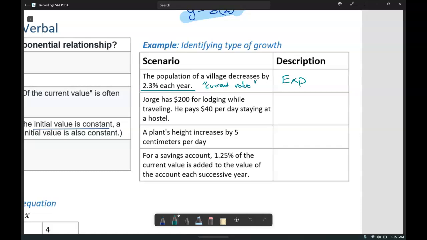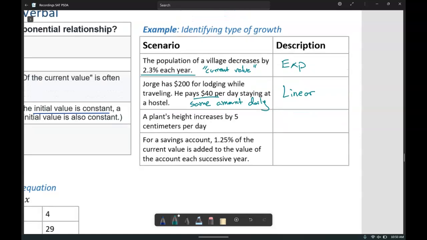George has $200 for lodging while traveling. He pays $40 per day while staying at a hostel. He's paying the same amount every day. That's a constant rate of change, which is linear. A plant's height increases by 5 centimeters per day. Again, a constant rate, linear. For a savings account, 1.25% of the current value is added to the value each successive year. That is exponential. It's a percentage of the current value.